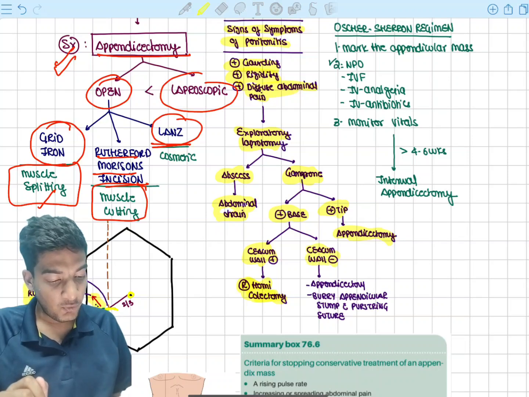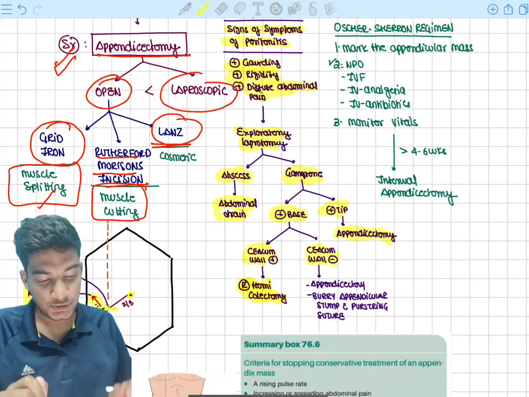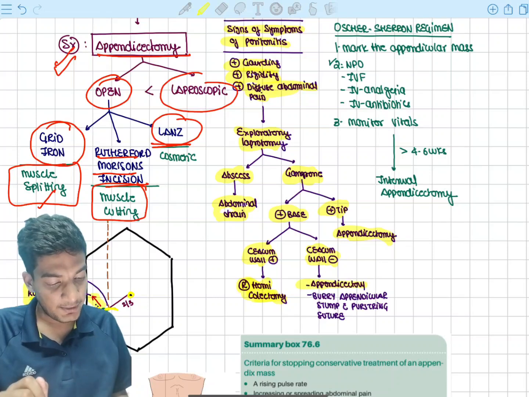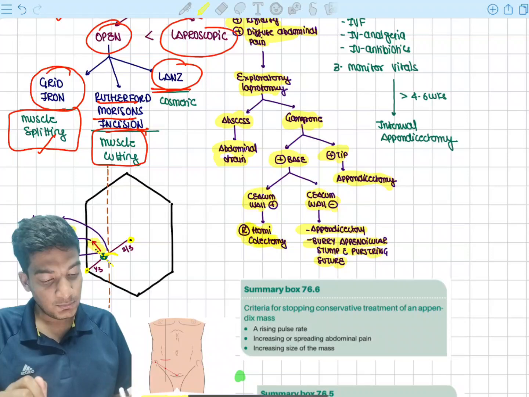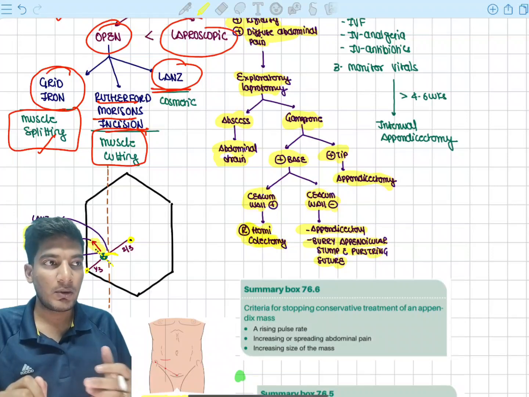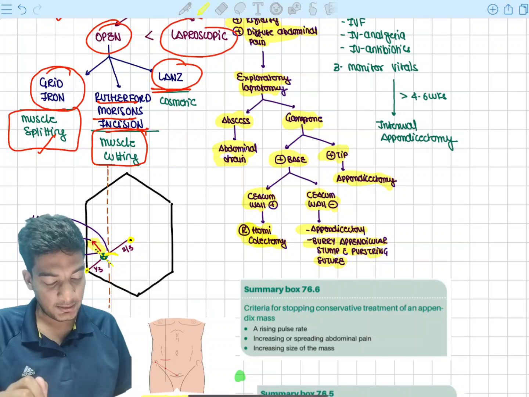If the cecum wall is not affected, then we'll go for appendectomy, bury the appendicular stump and perform a purse-string suture. The stump should be approximately 4 mm or more in length.